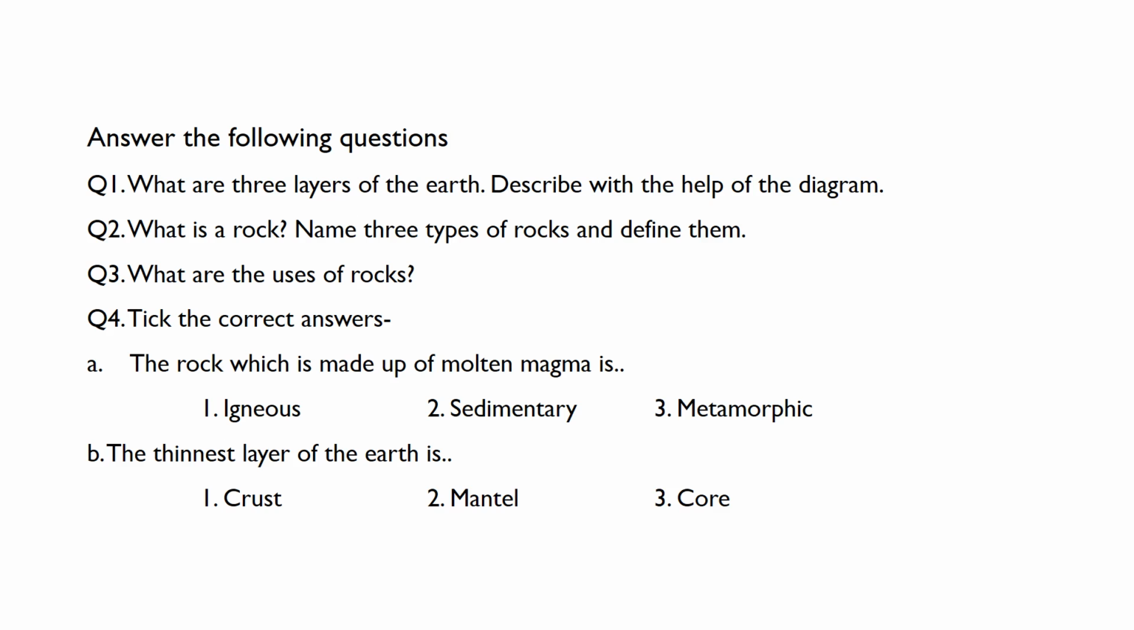Question number 4, choose the correct answer. Number 1 is, the rock which is made up of molten magma is, options are igneous, sedimentary, metamorphic. B, the thinnest layer of the Earth is, options are crust, mantle, core.